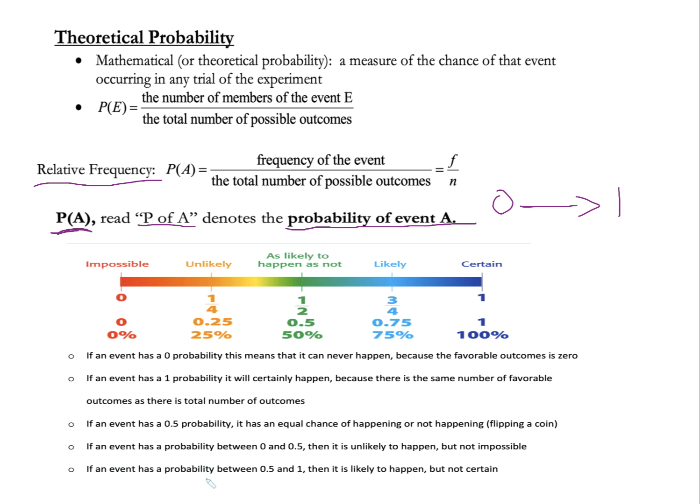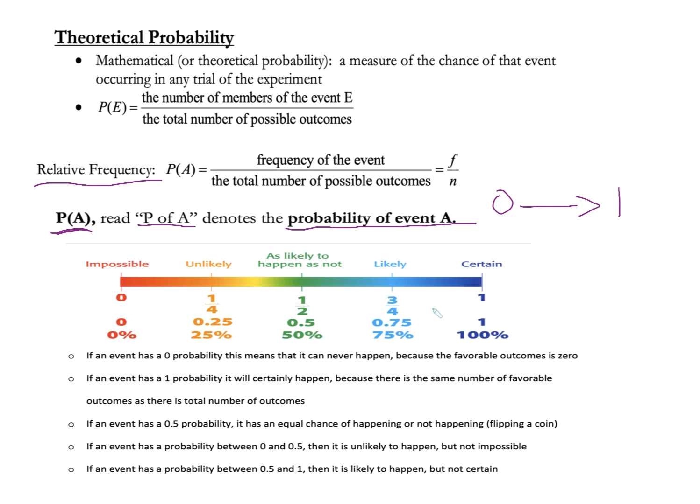Now, if an event is between 0.5 and 1, then it's likely to happen, but not certain. An example of that would be the probability that I will answer my phone in the next hour is likely.